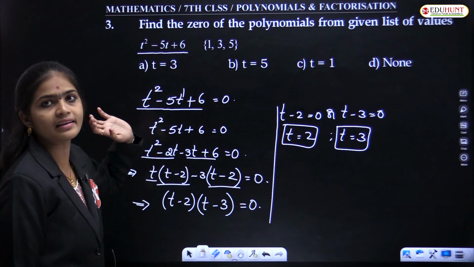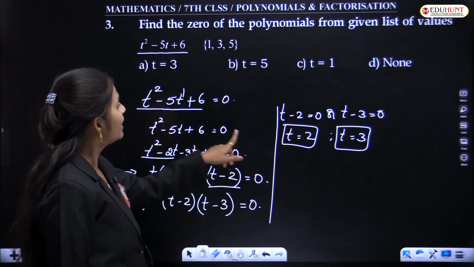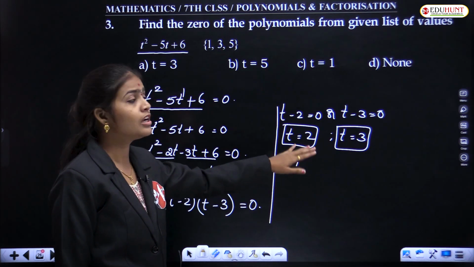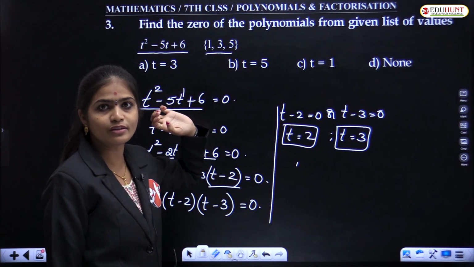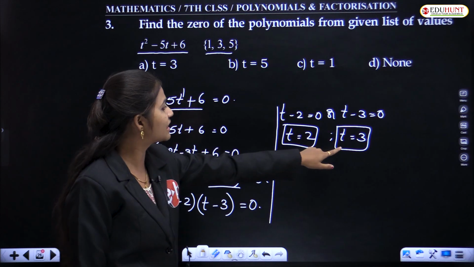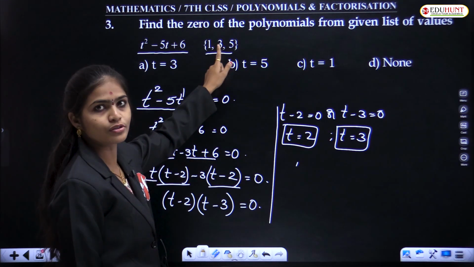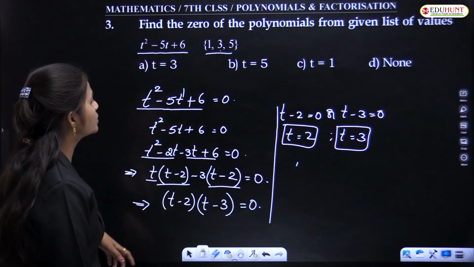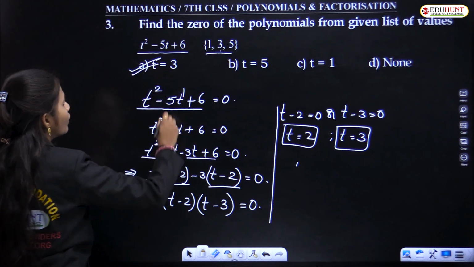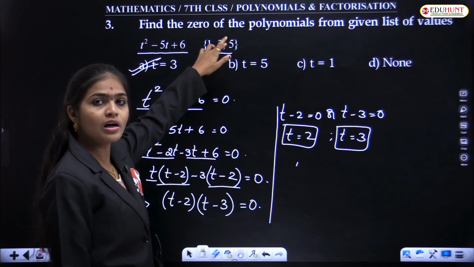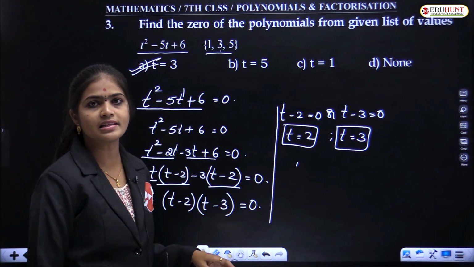Which root is there in the given set? You just have to check that. Here t is equal to 2 is also a root, but in the set of answers 2 is not there, no? So you have to check 3. So is 3 there or not? 3 is there. So what is the correct option? t is equal to 3. Okay, in case 2 is also in the set, then 2 is also an answer.